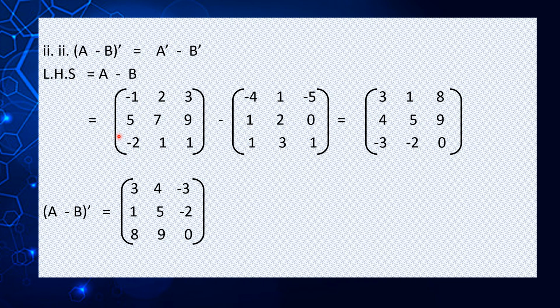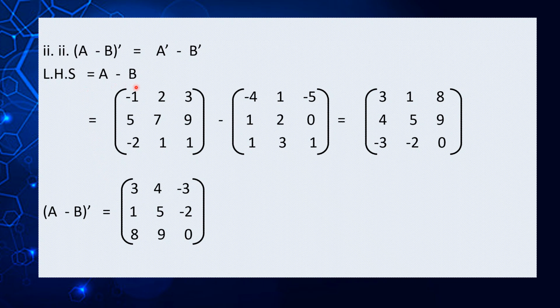We would get minus 1 minus of minus 4 would be 3. 2 minus 1 would be 1. 3 minus of minus 5 would be 8. 5 minus 1 would be 4. 7 minus 2 would be 5. 9 minus 0 is 9. Minus 2 minus 1 would be minus 3, and 1 minus 3 would be minus 2. 1 minus 1 is 0.